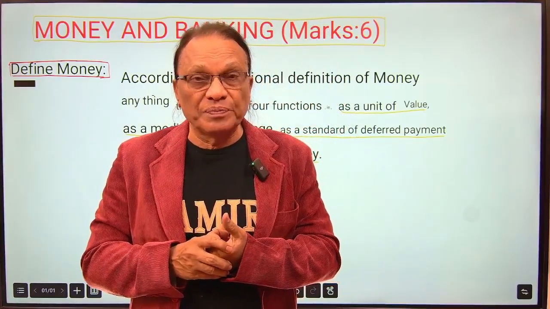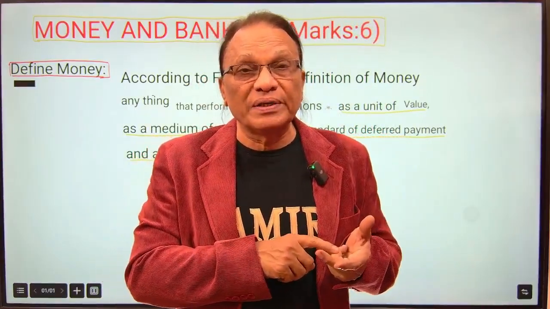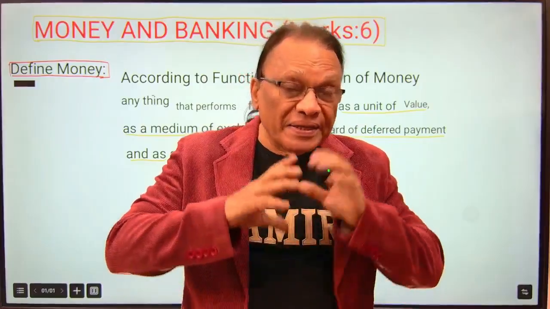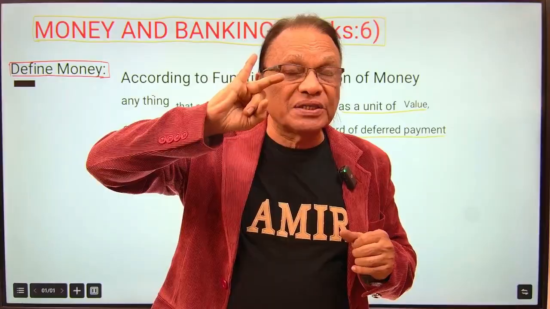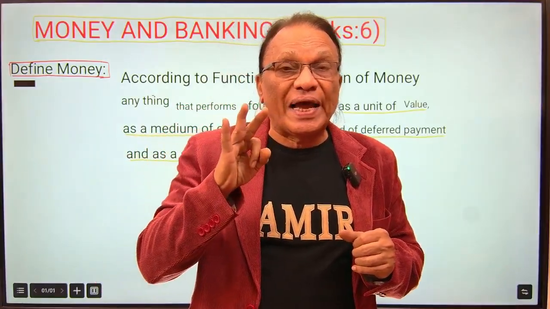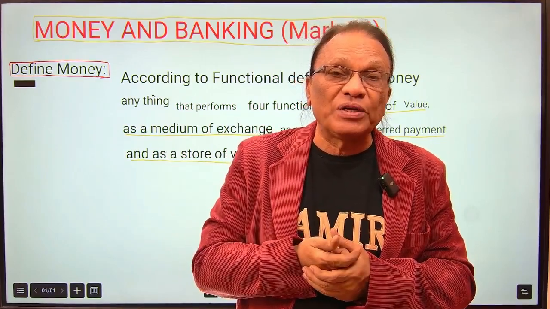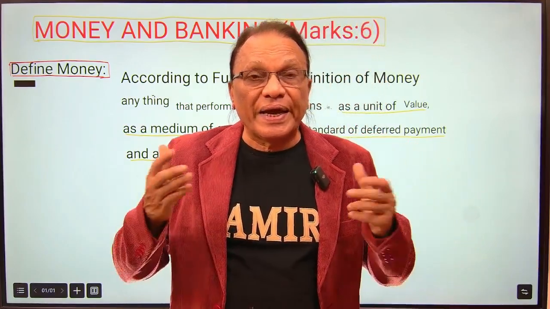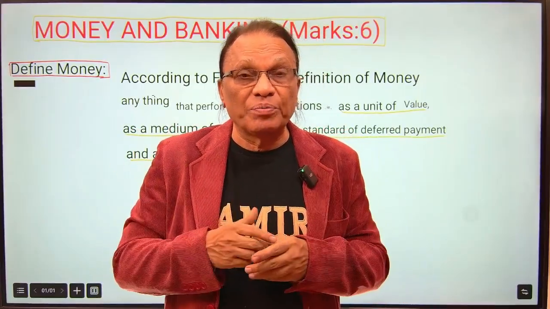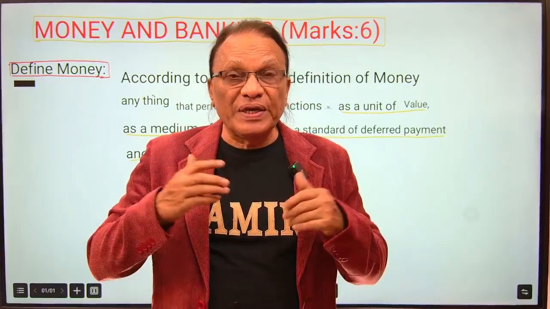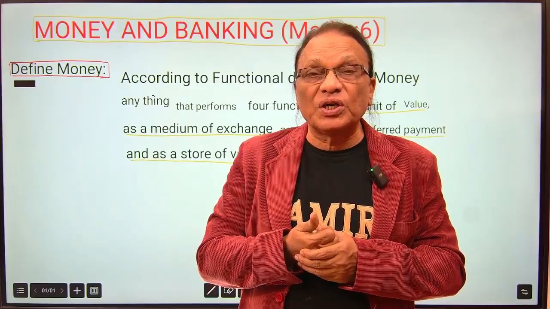What exactly is money? You have seen it can be a currency note, it can be a coin, it can be anything which acts as a unit of value, a standard of deferred payment, a medium of exchange, and a store of value. It can be paper currency or a coin. If it fulfils these four functions, we call it money. That is called the functional definition of money.